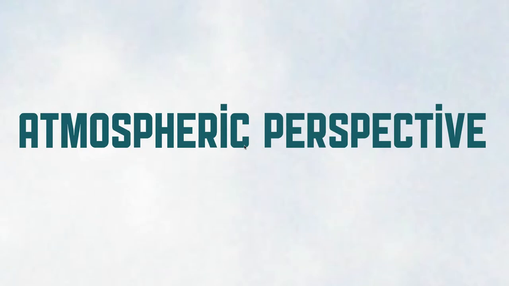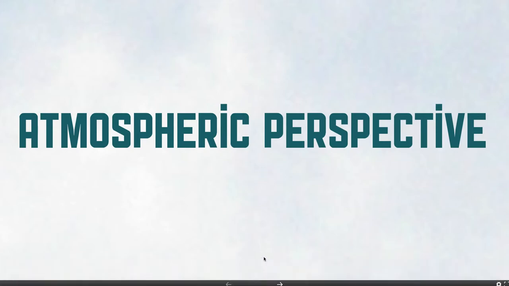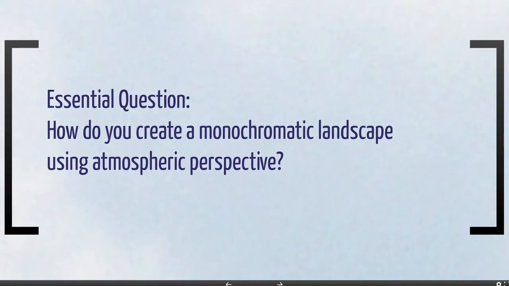My wonderful students. Today we're going to talk about atmospheric perspective. So you need to take out your Cornell notes and write this as the title of the lesson. And the essential question is, how do you create a monochromatic landscape using atmospheric perspective? Once again, the title of the lesson is Atmospheric Perspective, and the essential question is, how do you create a monochromatic landscape using atmospheric perspective?